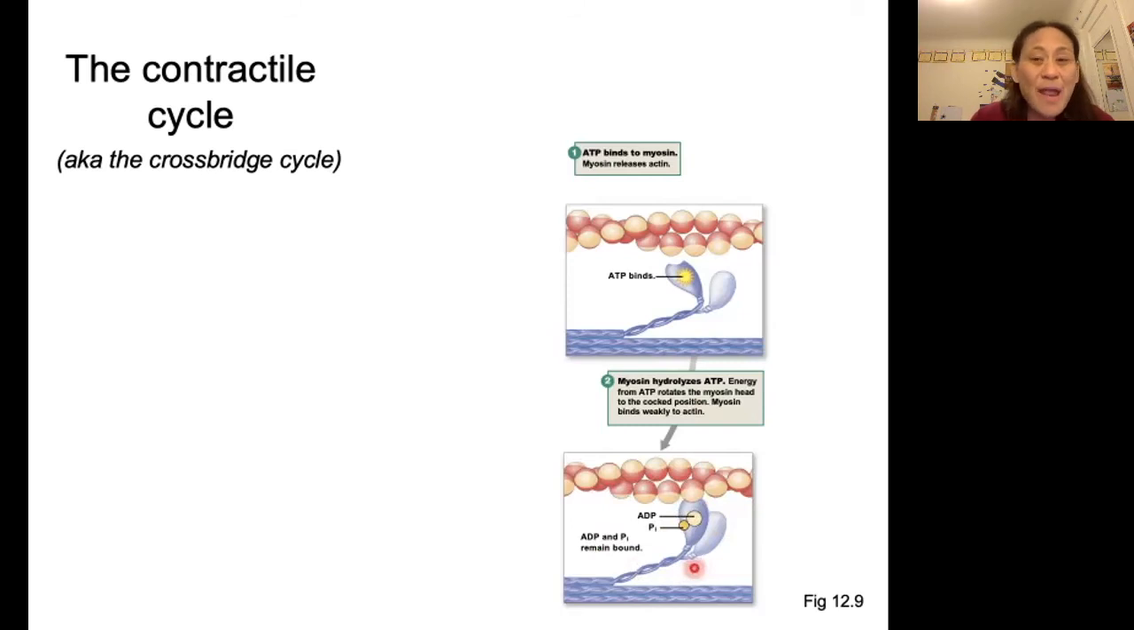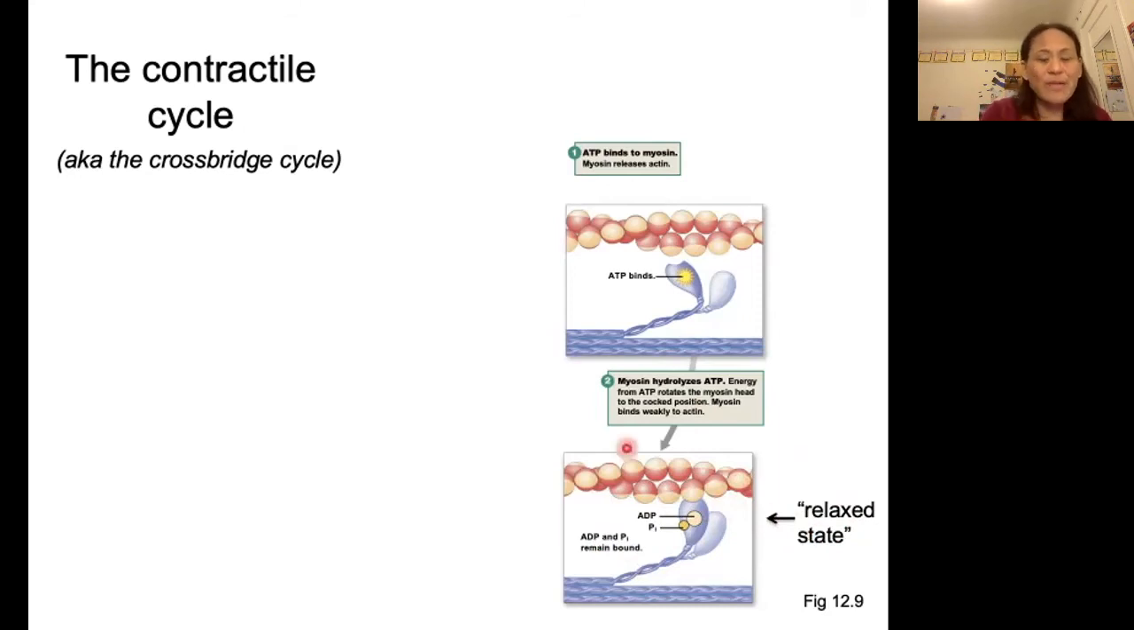All right, next thing that happens is the big event in this cycle. This state we refer to as the relaxed state. So this state where the myosin is weakly bound to the actin, we call that the relaxed state. That's the state that the muscle is in when it's at rest, when it's not contracting, okay?